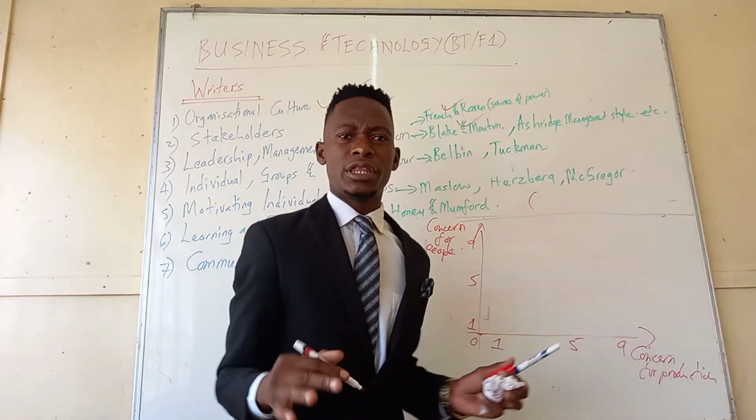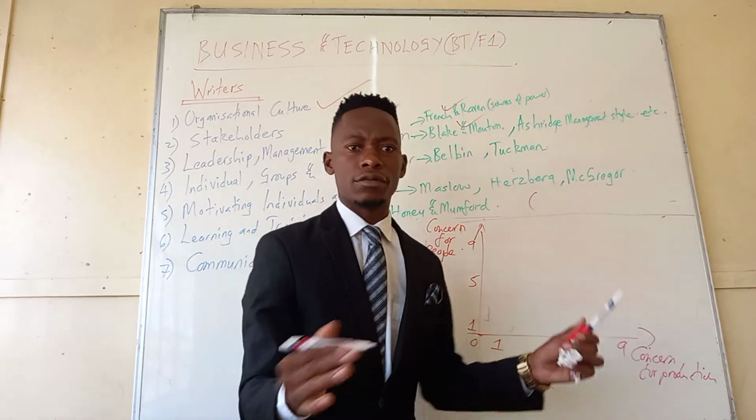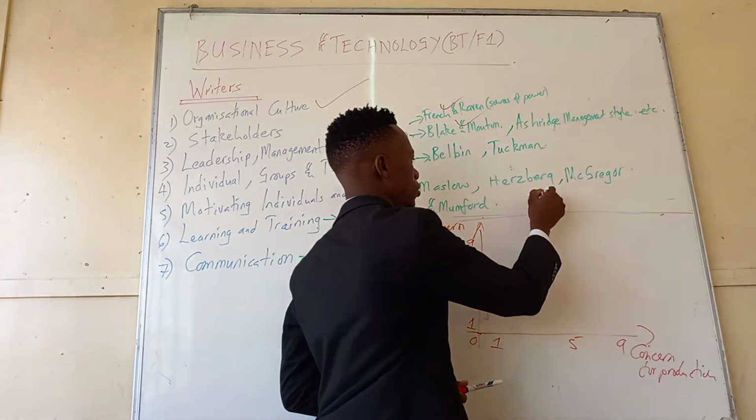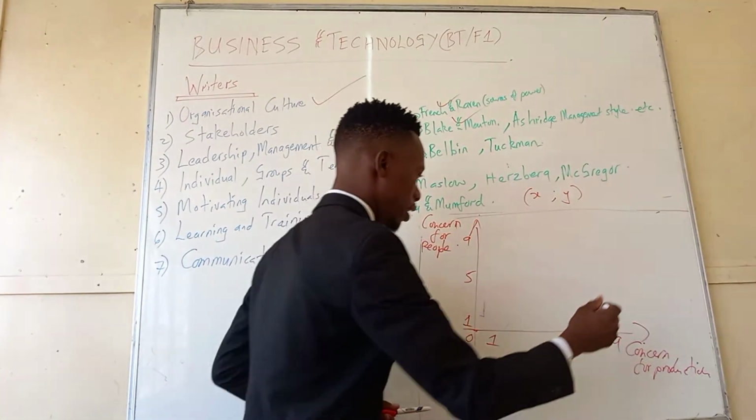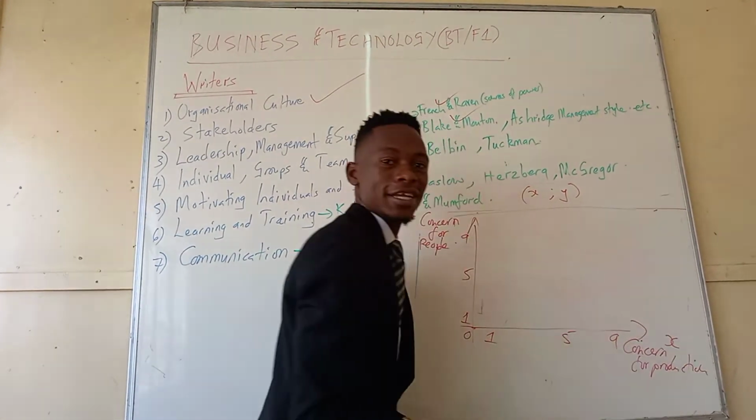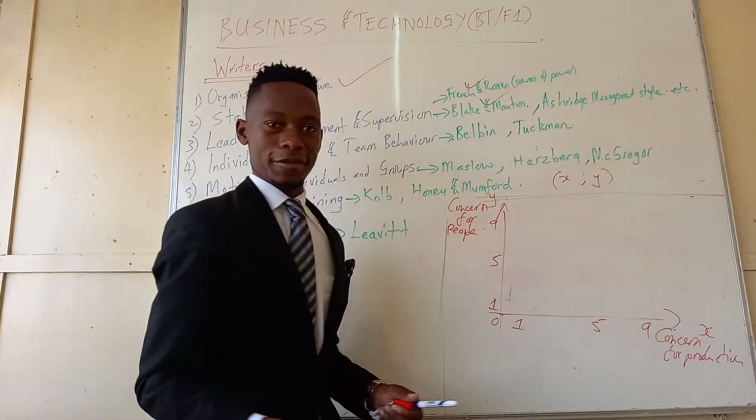In mathematics, we say we have coordinates. You start with X and the last one will be Y. So let this be my X. Let this be my Y. All right.